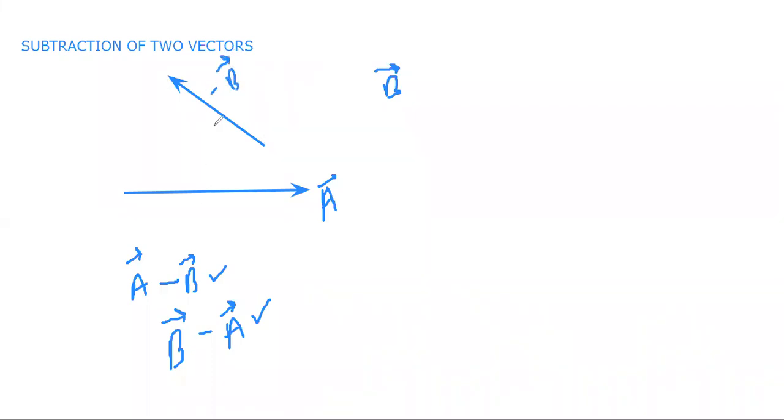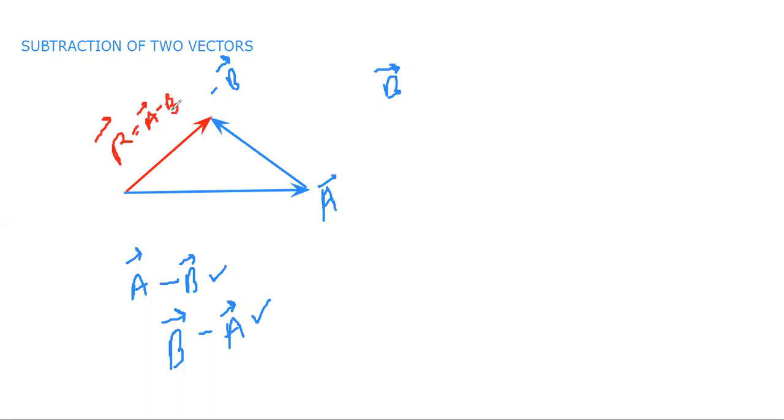Now, if you arrange these two vectors the way you know, like this, arrowhead with the initial point of another vector, then in that case the third side of the triangle would be your r vector. So this would be your r vector, and its value would be a minus b vector.